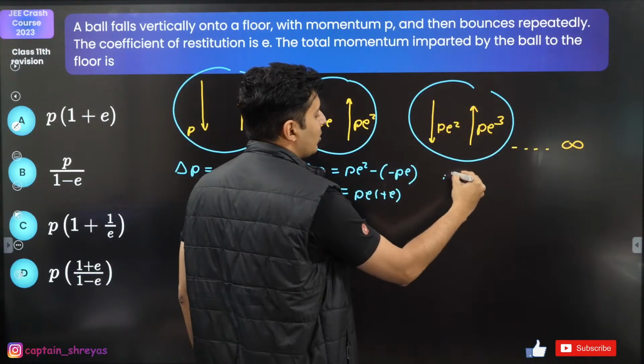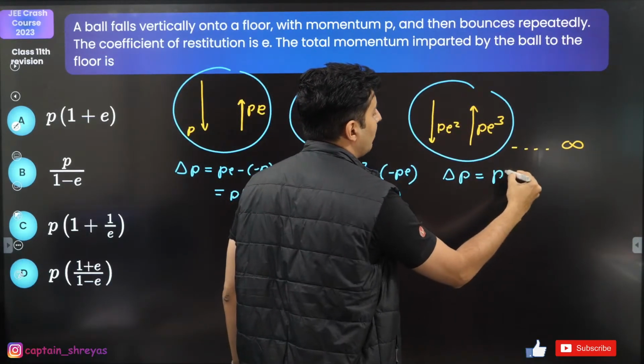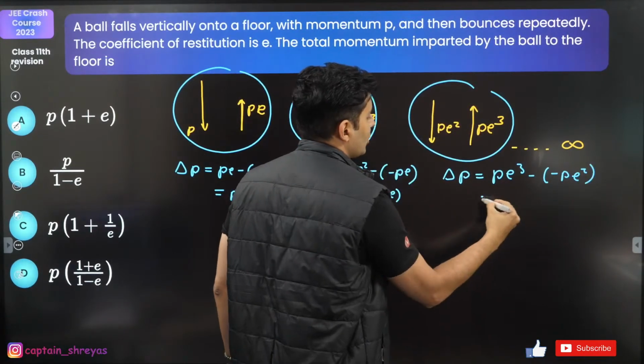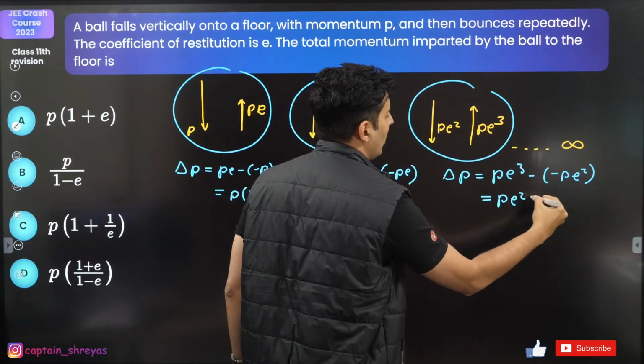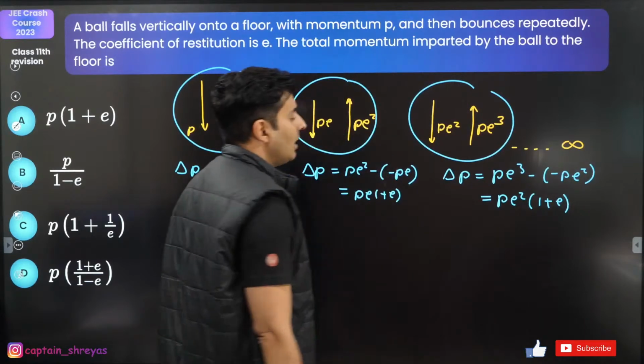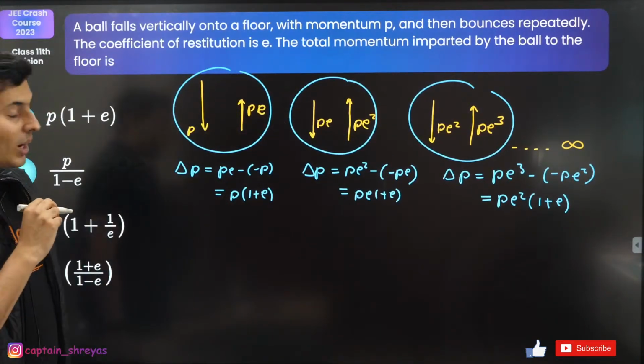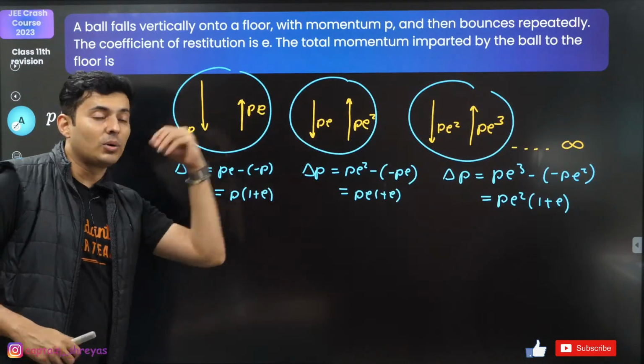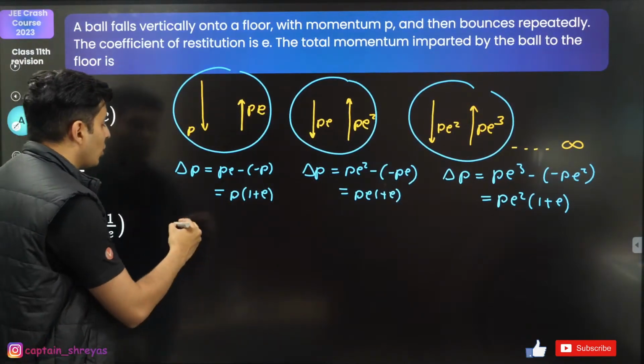Similarly over here, if you ask what is the change in momentum, it will be final momentum minus initial momentum, which is Pe square. So again it will become Pe square common (1 plus e). I hope you understand why that minus is coming twice. Now these are the impulse imparted in each collision. So the question is, what is the total?